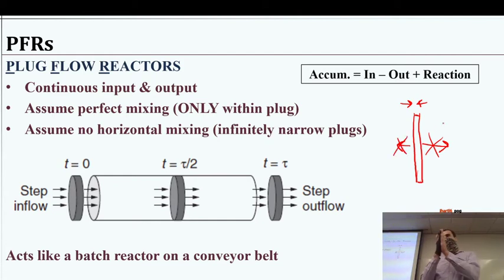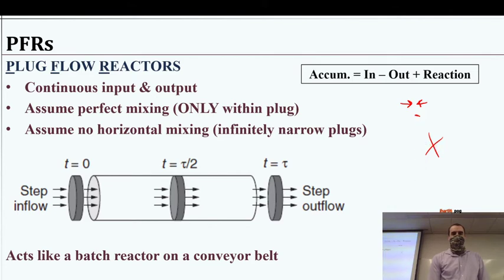Now, of course, it's flowing along. It's as if it's on a conveyor belt. We have one little tiny, or very thin, rather, batch reactor on a conveyor belt. And it's just plugging along, going through, and it's not mixing with its neighbors. If we assume that, then we can treat it like a batch reactor. We can model this mathematically a bit differently, to just take a look at what's passing through and having an infinite amount of tiny CSTRs. And that gets us to the same mathematical equation.